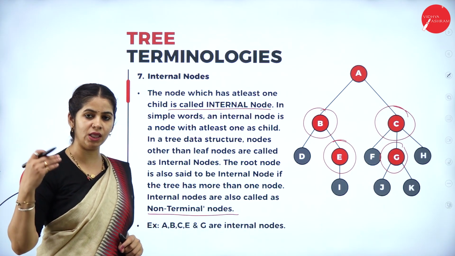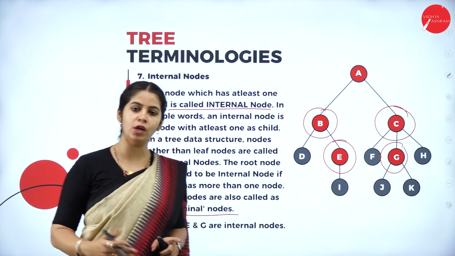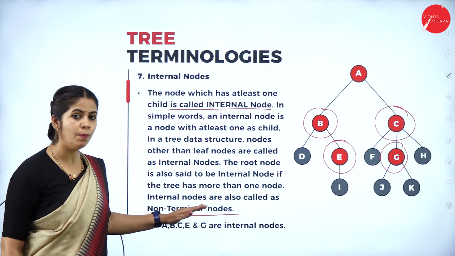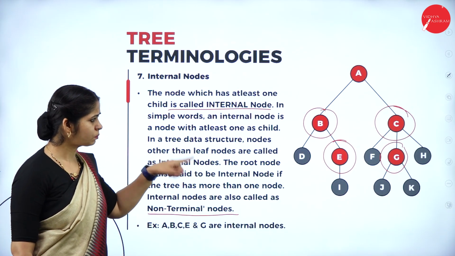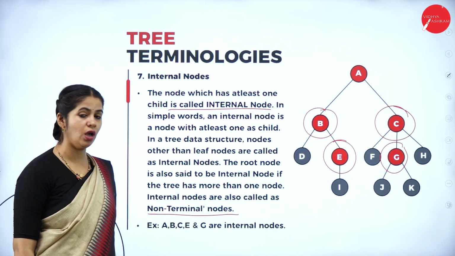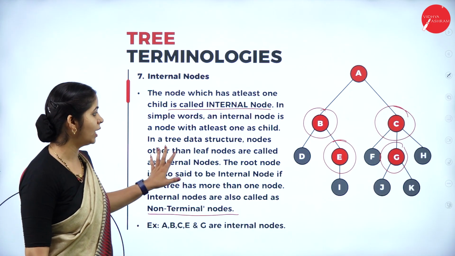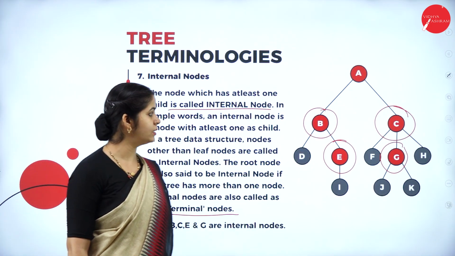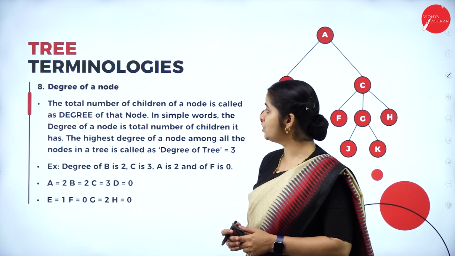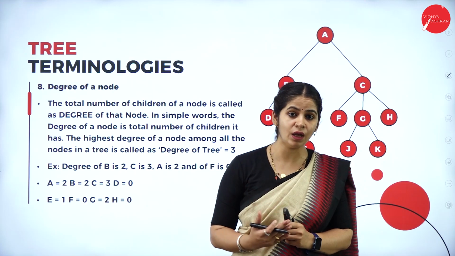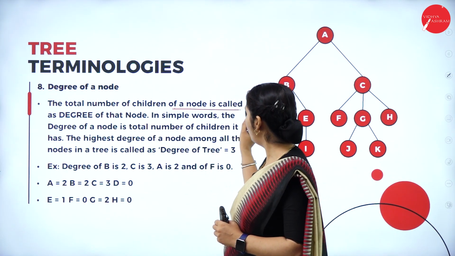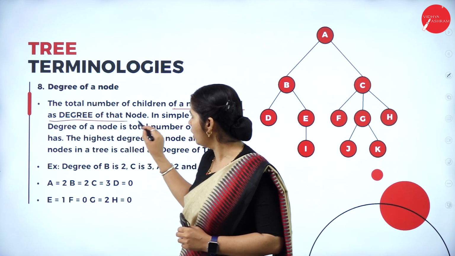As we have given the name terminal node for the leaf node, an internal node is also called a non-terminal node. So what are all the internal nodes we have? A, B, C, E and G are the internal nodes in this particular example. The next terminology is degree of the node. What is the degree of the node? The total number of children of the node is called the degree of the node.